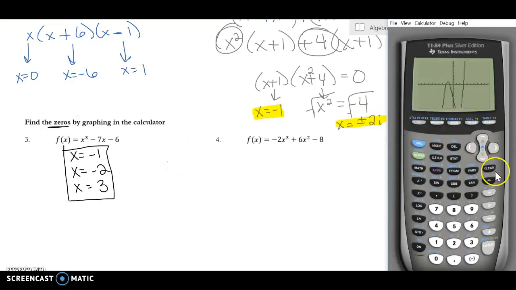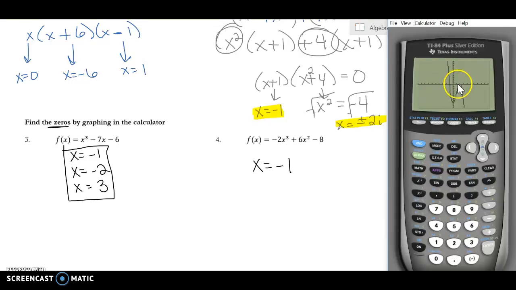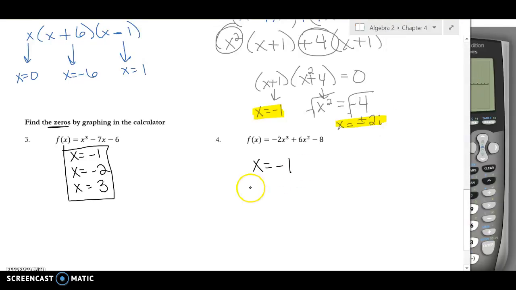All right, and then let's go to one last one. Number 4. So clear this out. x to the third plus 6x squared minus 8. And let's see what this one looks like. And so this one, it crosses at -1. But if you notice here, it turns at 2. So when it turns at 2, that means it's that answer twice. And so those are my 3 answers.